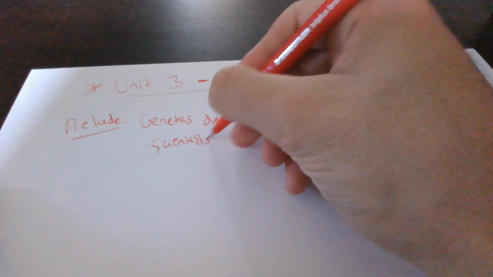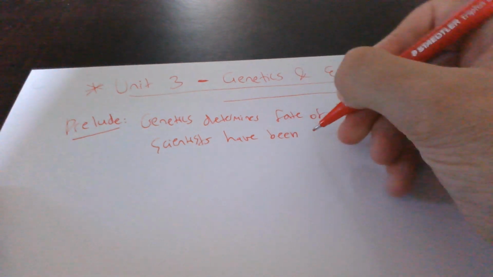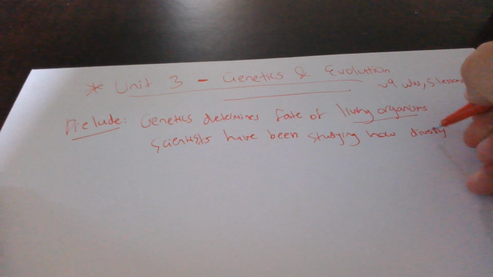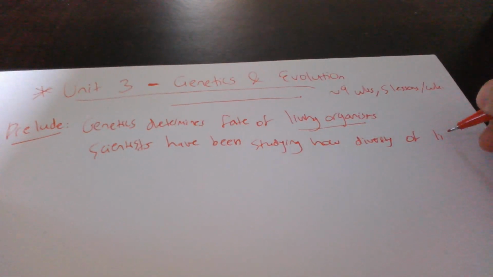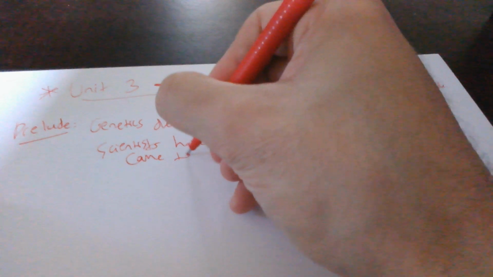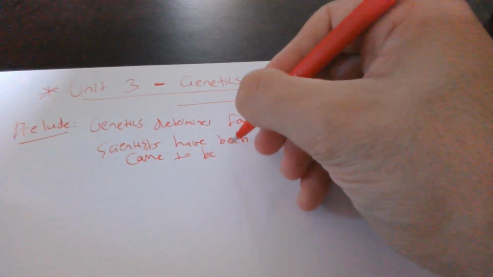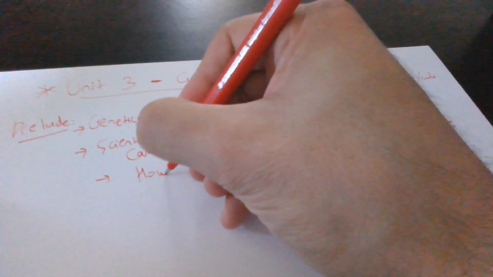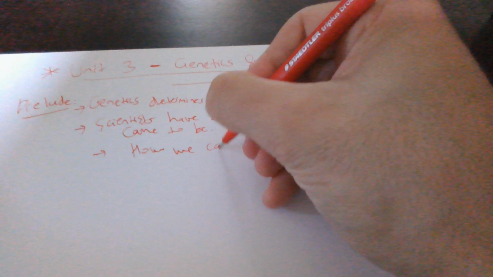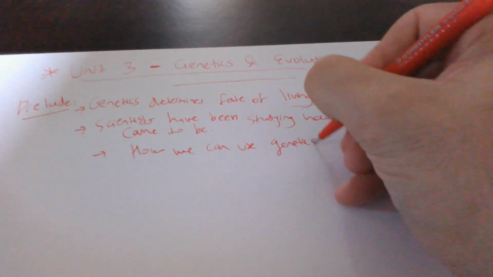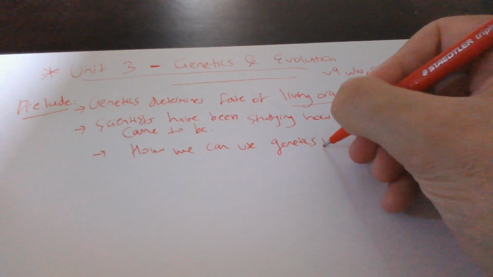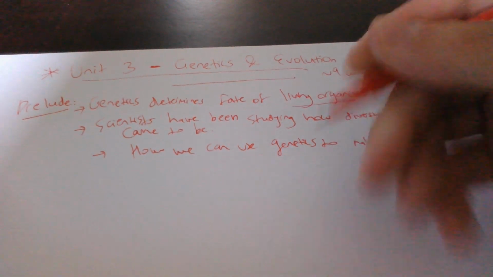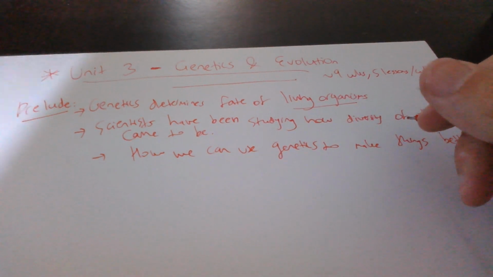So scientists have been studying how diversity of life came to be. Okay, and also how we can use genetics to make things better. Okay, this is called genetic engineering, and I'll talk about that in subsequent videos.